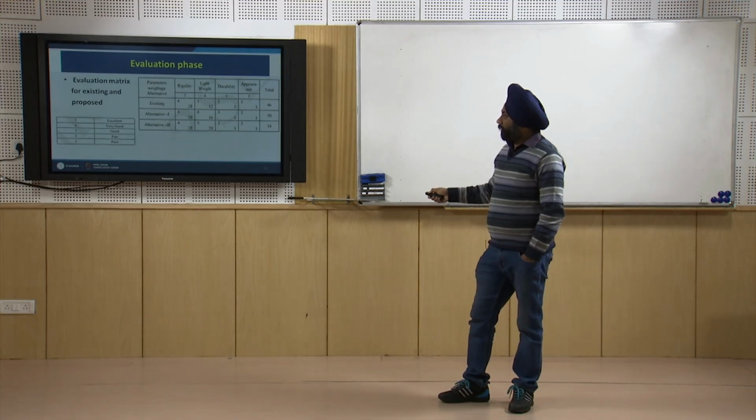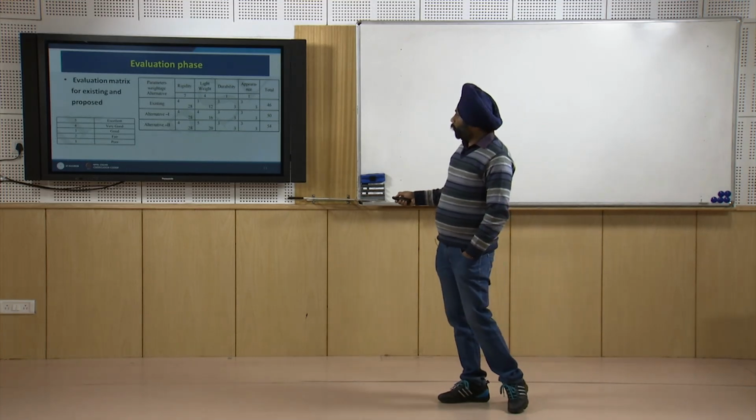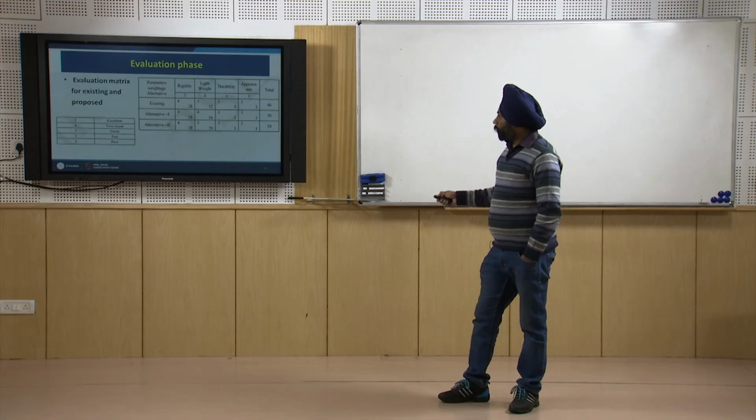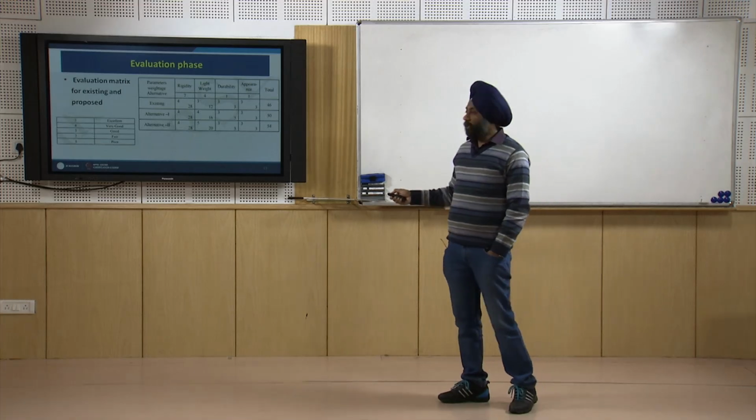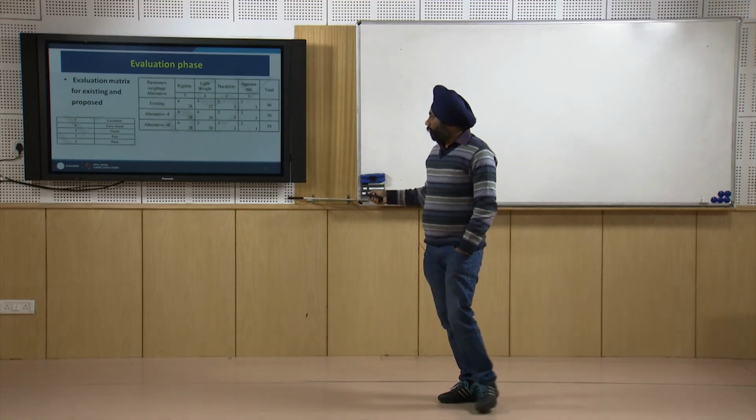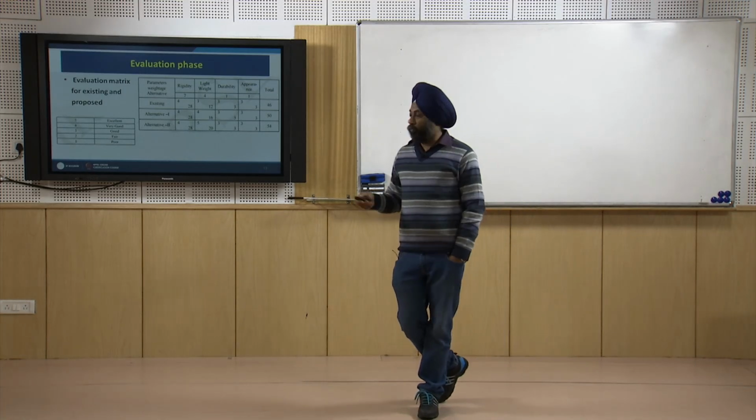So your lightweight may be alternative number 2. Similarly, from durability point of view, score remains same. From appearance point of view, there is no change in the appearance, score remains same. So from lightweight point of view, we can say that alternative 2 is scoring high.